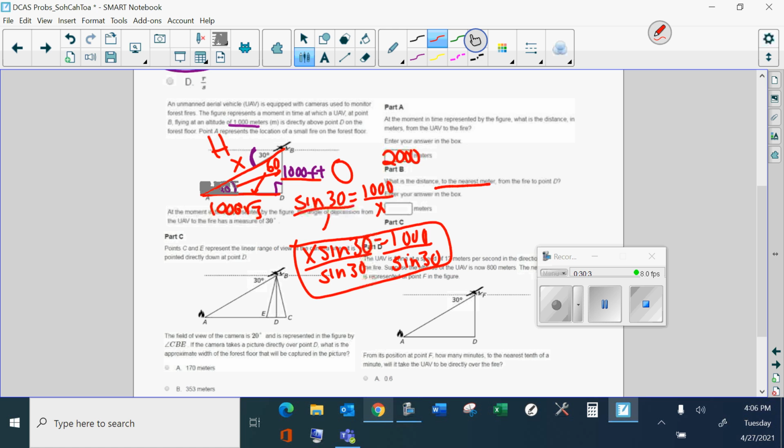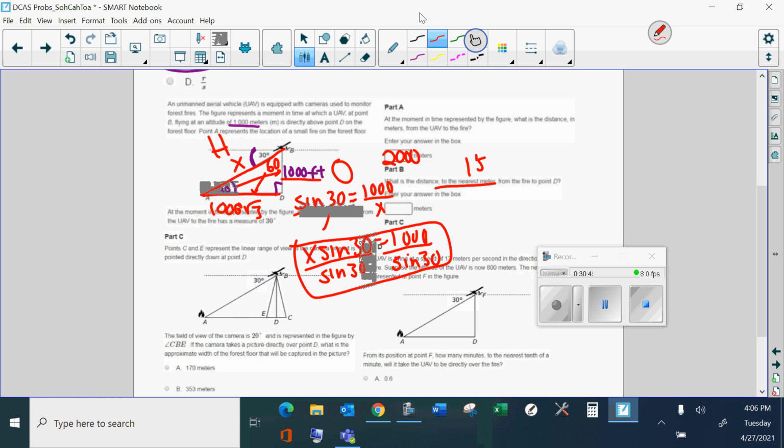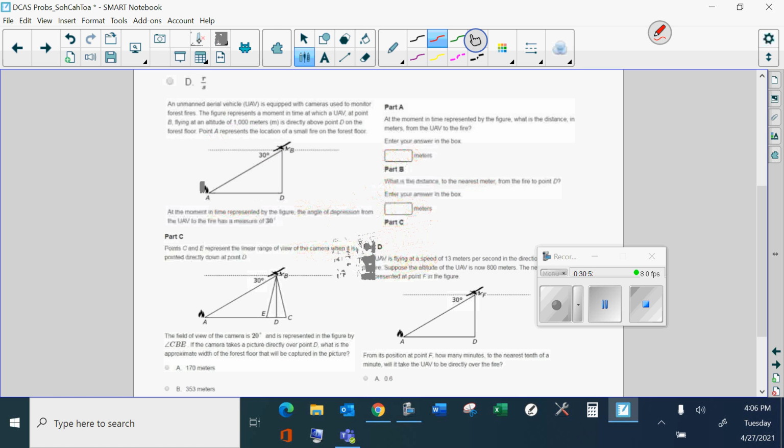But they want the nearest meter. That means the ones spot. So I put 1,000 root 3 in my graphing calculator. 1,000 root 3. And I get 1732. We're going to the nearest whole number, 1732. Got to round correctly. Okay, so there's that answer. Now let me erase all that.